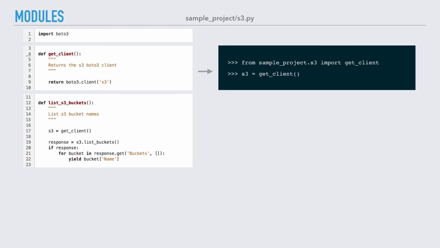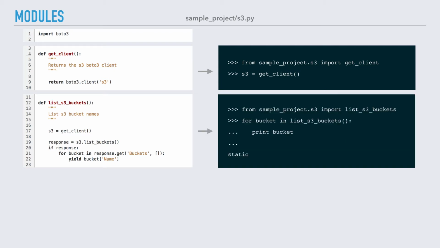list_s3_buckets will use the get_client function, then make a request to Amazon's list_buckets endpoint using that client. We will check the response, then iterate over the response's Buckets key, yielding back the bucket's name. To use it, import the function, then use a for loop to print out each of the results as we iterate. Here I see my account contains a single S3 bucket. It's named static.